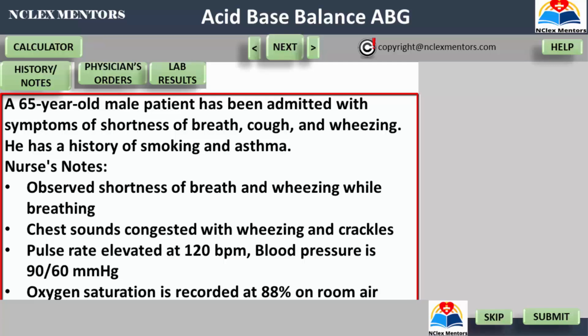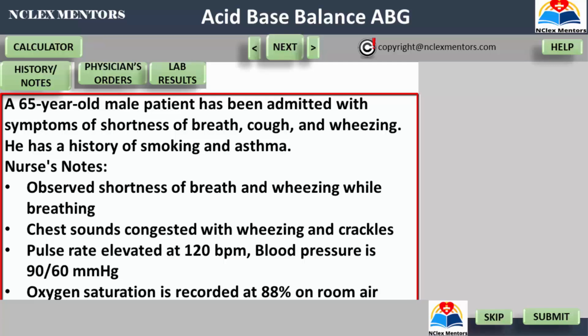His vital signs revealed an elevated pulse rate of 120 beats per minute and low blood pressure of 90 by 60 mmHg. Additionally, his oxygen saturation was recorded at 88% while on room air, indicating inadequate oxygen levels. In the nurse's notes, it was observed that the patient exhibited significant shortness of breath and wheezing, which are consistent with acute exacerbations of asthma or potential chronic obstructive pulmonary disease.